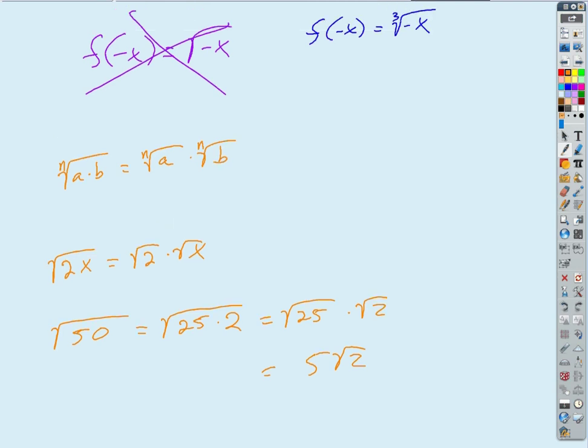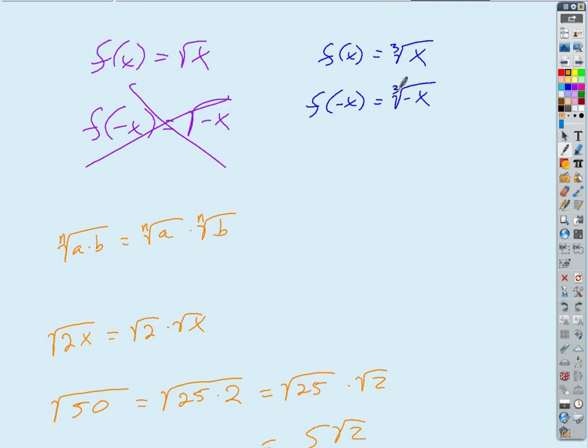So up here then, what's our a and what's our b? N is 3 here. What's being multiplied there? Negative 1 times x, right? So I could rewrite this as the cube root of negative 1 times the cube root of x, and what's the cube root of negative 1? Negative 1. So I get negative cube root of x. What do you know, right? That's the same thing as saying negative f of x, isn't it? So we just proved it. It's got odd symmetry, right? So we should expect it to have that kind of rotational symmetry that we saw.